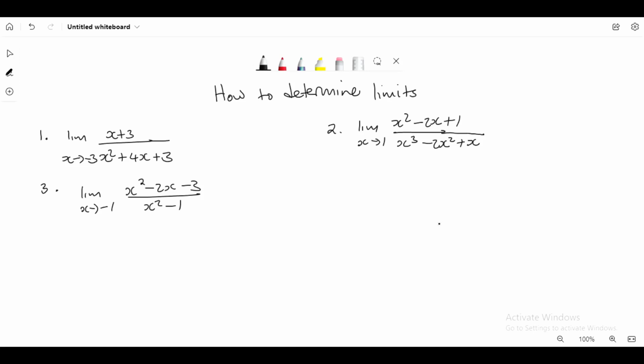Today we are going to determine the limits. I'm going to show you how to determine limits. We will use some tricks such as factorization, long division and stuff, depending on the problem that we are facing. So I'm going to do these three problems with you, right?